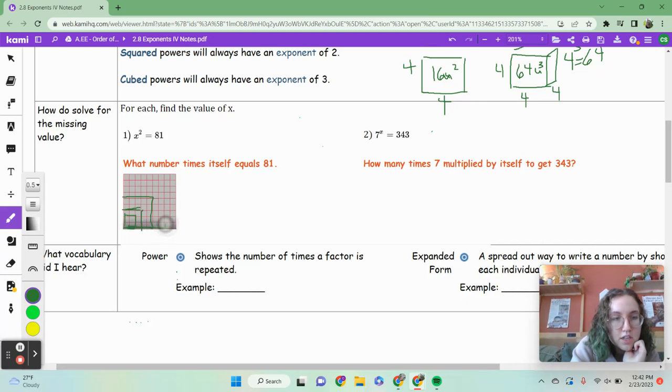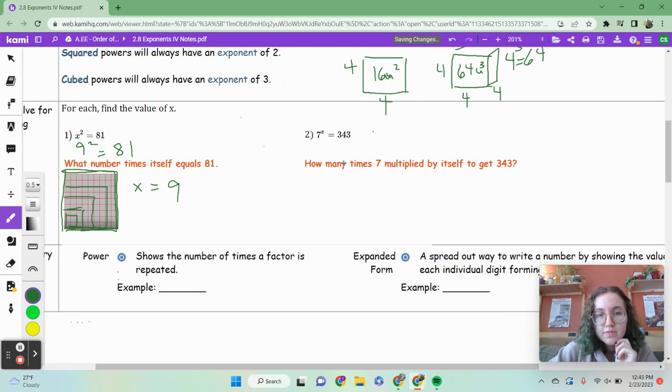Let's say 7. 7 times 7 squares. Well, that gives me 49. So I'm going up in increments of 2. Why not? If I have 9 by 9, a 9 by 9 square, which is all of this, that'll give me 81. So I know that 9 squared is 81. So my x is equal to 9.